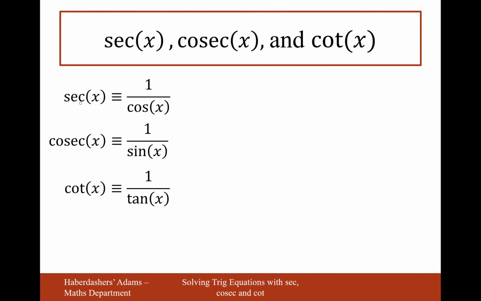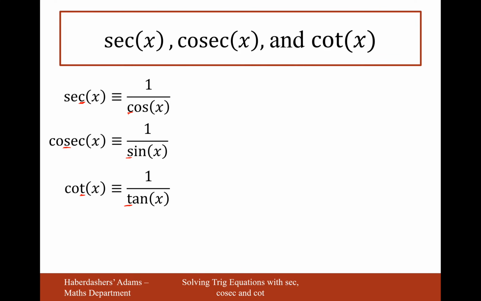And the little trick you can use to remember this is that it's always the third letter. The third letter corresponds to the trig function that it's equal to. So the third letter in sec is C, C for cos. The third letter in cosec is S, S for sine. And the third letter in cot is T, T for tan.